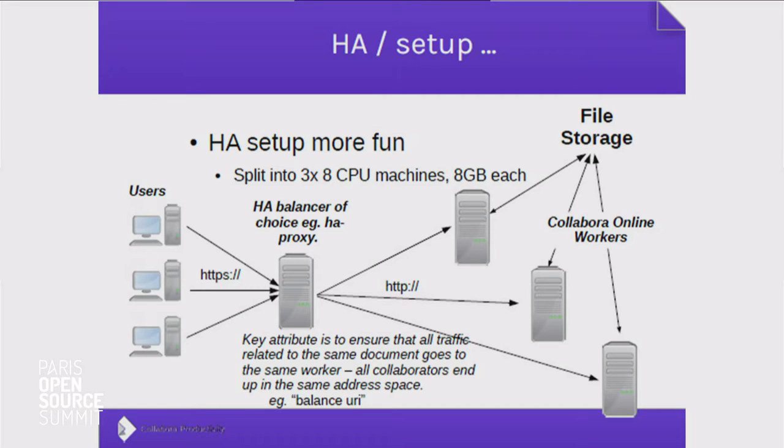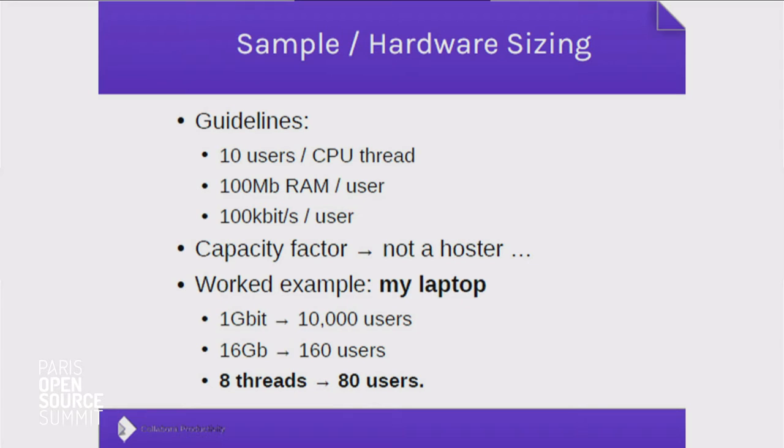There's only one key thing when you're distributing across multiple machines. All the traffic related to a single document, which you can see from your URL, has to go to the same machine. The way that we can do it very sweetly is by having all of the users using that document, collaborating on it, go into the same process in the same address space. And this just makes everything extremely, extremely simple.